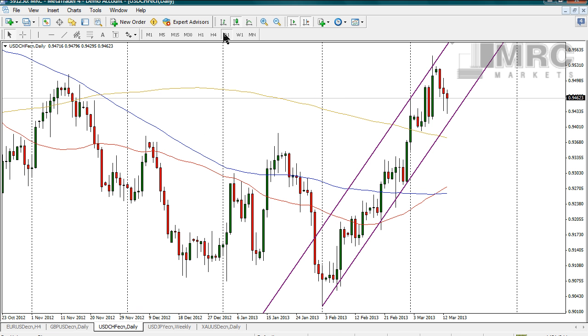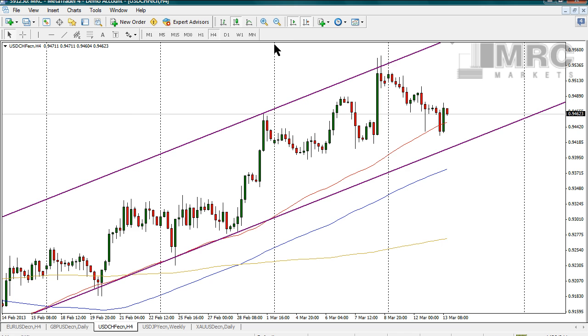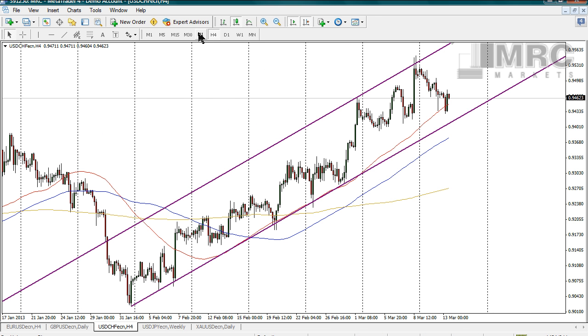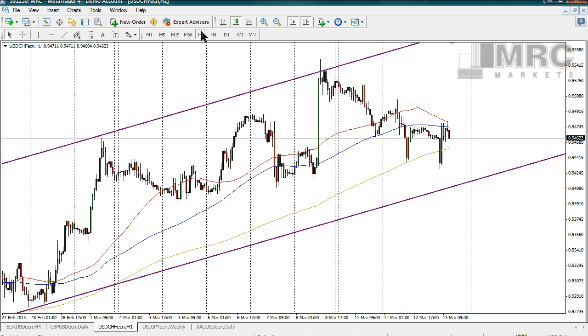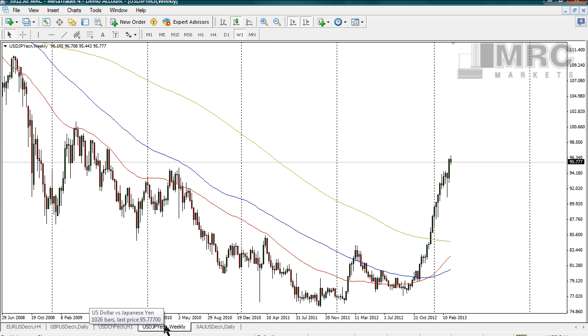I mean, you can see it a little bit clearer as well on the daily, but in terms of this dollar Swiss chart, that's how it's really got it set up, to be honest with you. Nothing else massively of interest on that dollar Swiss chart. Let's have a look at the dollar yen. The weekly, very bullish. Still very bullish.